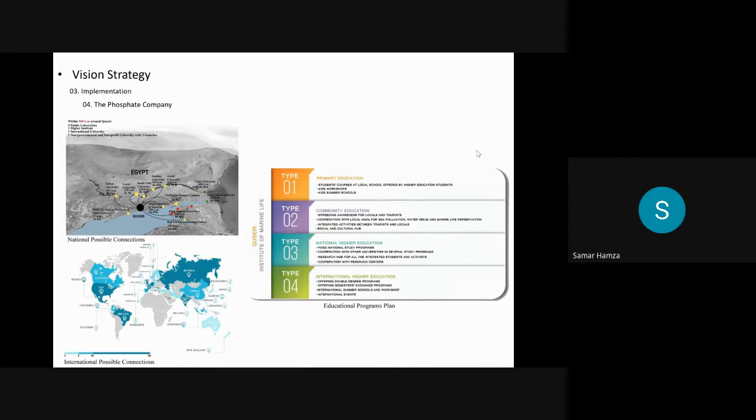Next, please. About the third phase of our strategy, it would be the implementation. For the phosphate company, we started to see the different boundaries within the 500 kilometers for the education system. So we found 5 public universities, 1 higher education institution, 1 international university, and 1 non-governmental and non-profit university, which will be implemented in the next few years. And we started to see the possible international connections for the marine life institutes around the world.